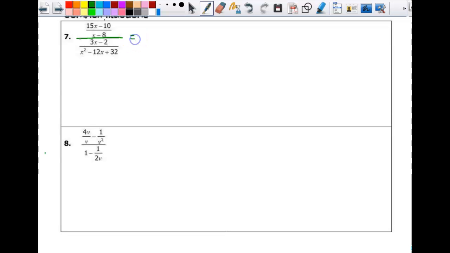We keep the first fraction like it is, the numerator. So while we do this, I'm going to go ahead and factor at the same time. So I'm going to factor out that 5. So this will give me 5 times 3x minus 2 over x minus 8. Then I'm going to change my division to multiplication and take the reciprocal of this. So that numerator now becomes the denominator, 3x minus 2, and I'm going to factor my new numerator here.